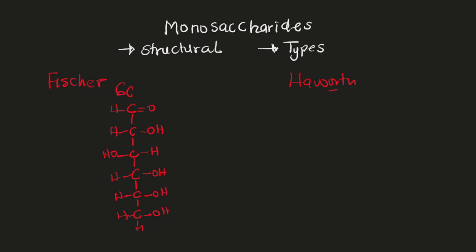Now in the case of Haworth projection formula, the most stable form of Haworth, don't forget that Haworth actually makes use of furan and also pyran for its structure, right? Then the most stable form is actually the pyran form for glucose. For glucose, if you are drawing glucose using Haworth projection formula, the most stable form is the pyranose form, which is the pyran form. But for fructose, it is furanose form. I'm still coming here. Now let's just draw the structure of glucose in Haworth form.